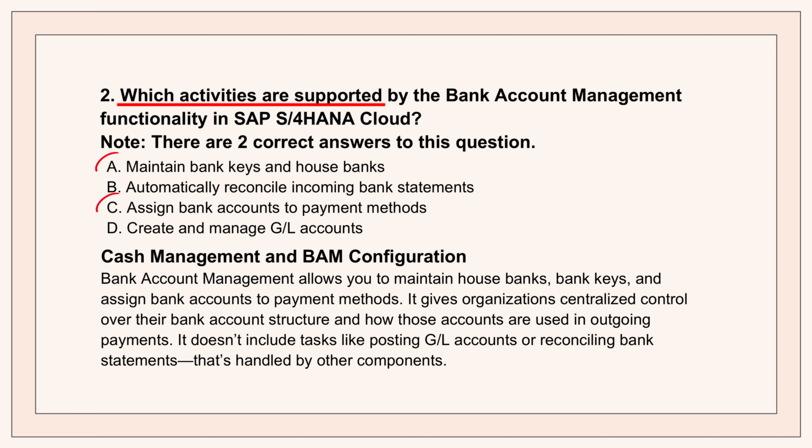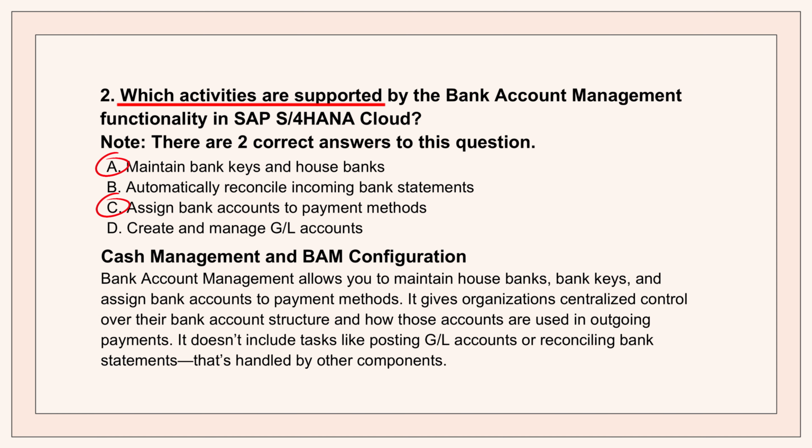Oh, that's absolutely fundamental. Can't do much without that, I imagine. Pretty much. The system needs to know who you bank with and what your accounts are. It underpins everything. Outgoing payments, often incoming too. So that's the basic plumbing, kind of. How does C, assigning specific bank accounts to payment methods, build on that?